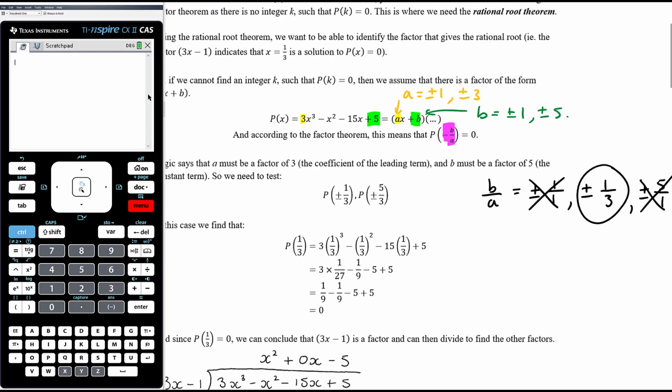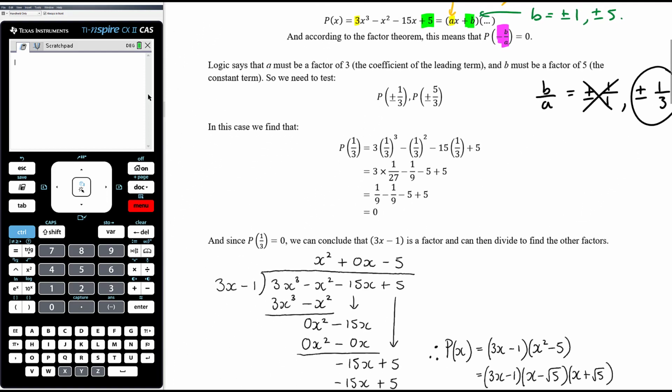Here, for example, we look at trying positive a third first. We sub in positive a third. That does happen to give us 0, and so therefore, if p of a third is equal to 0, that means that 3x minus 1 is a factor.